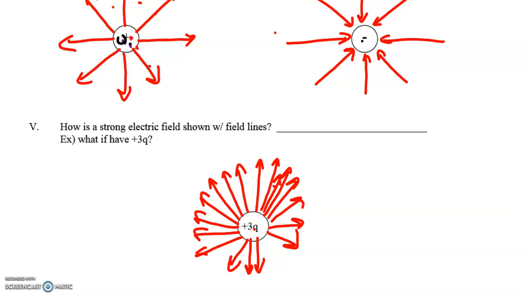So how does a strong electric field show in field lines? Either more lines, and that's usually if you have something to compare it to, or in general, closely spaced lines, okay? And that's not obvious at all, but it's important. So I'm going to show you a different way you can look at that. I'm going to show you a different color.